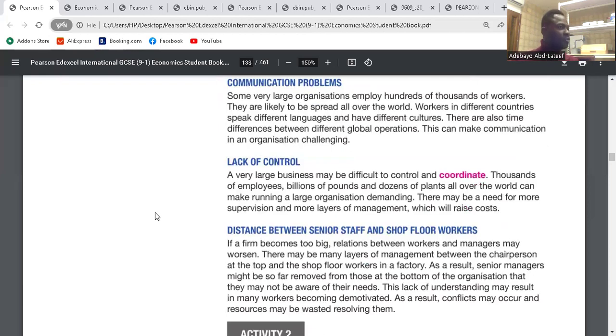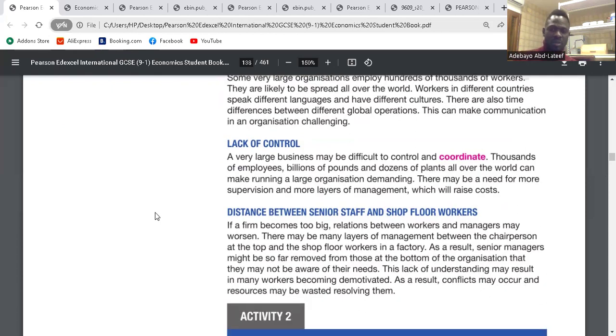Yes. Lack of control. This is about coordination. As businesses become bigger, they are not going to have the same structure as it used to be. When you become bigger, it might mean that you need more departments, managers or supervisors. If you are unable to coordinate them, then the operations will fall. There will be inefficiency, and if there's inefficiency, cost of production would increase. Do you understand coordination, the lack of control?